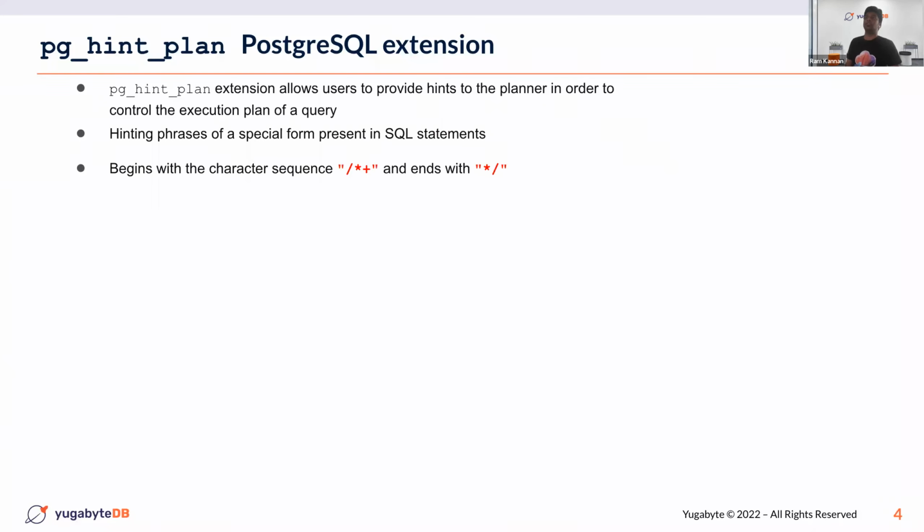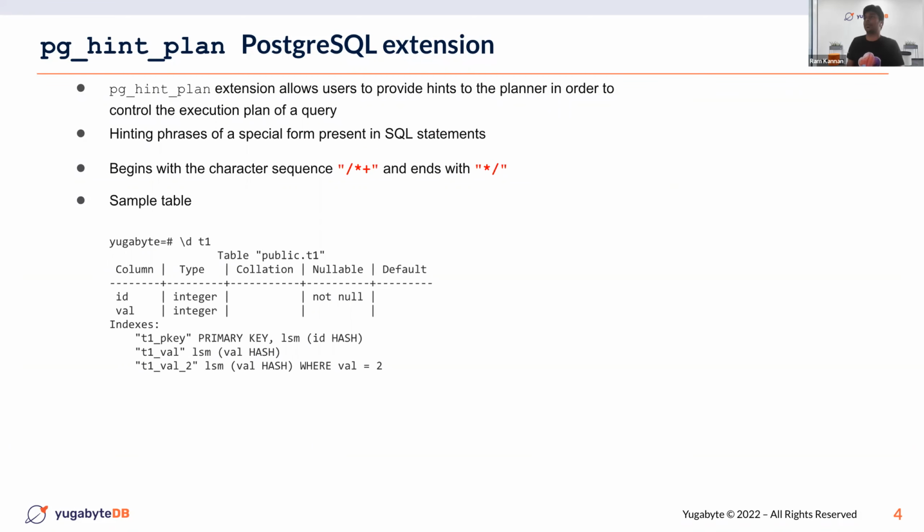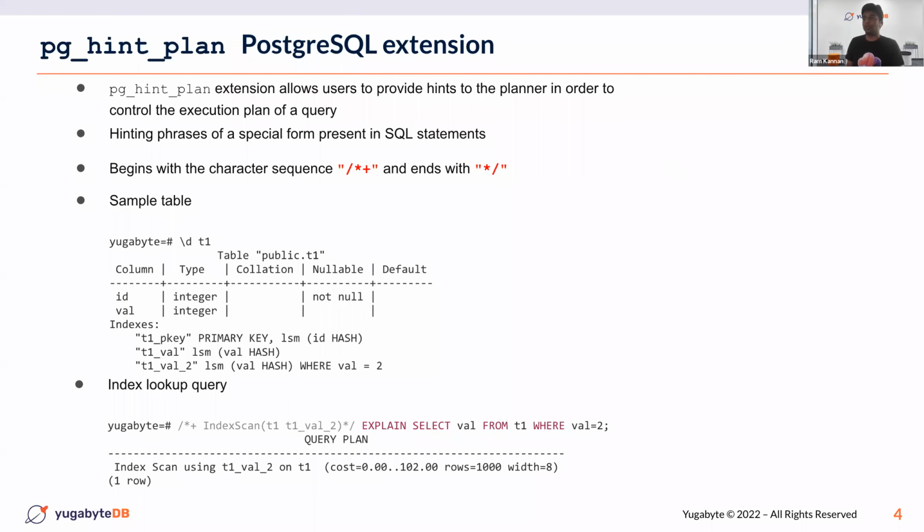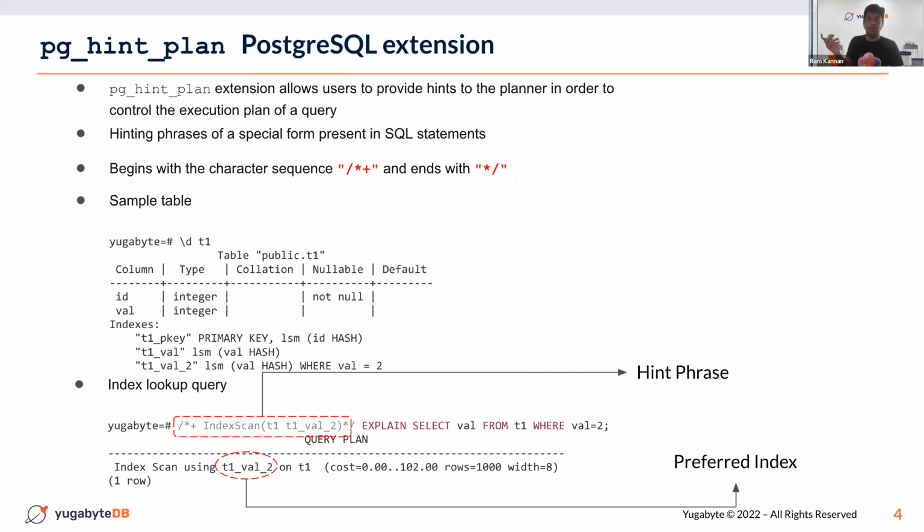In other words, users can use hinting phrases of a special form, like comments, embedded along with the query to provide these hints. Let me explain that with the same example. For the same sample table, say you provide a comment starting with /* providing the hint to use index scan on the table T1 with the index T1_val_2. If you use this specific hint phrase along with the query, it means PG hint plan is instructing the query planner to use the preferred index T1_val_2, in contrast to the default index provided by the cost-based optimization.